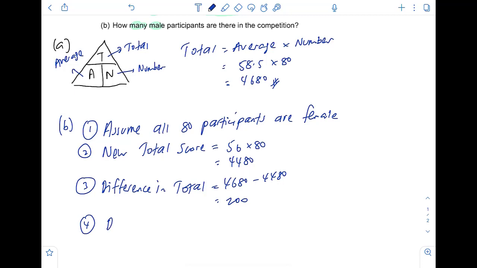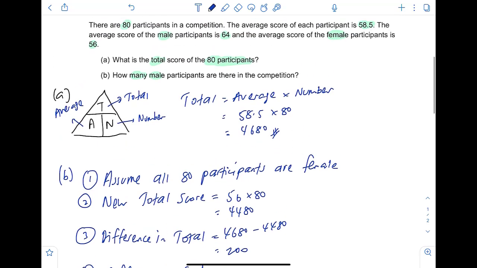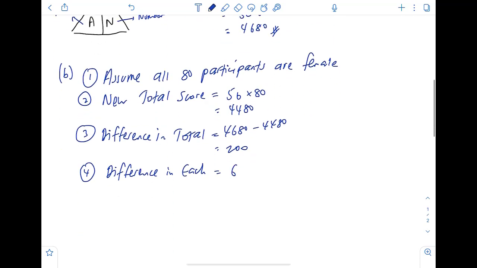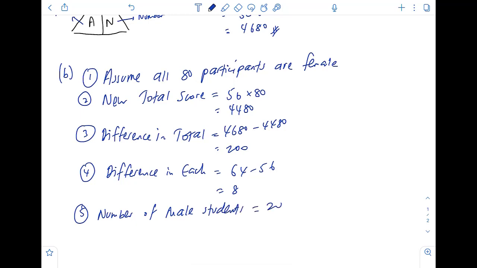Fourth step, find the difference between the female and the male averages. This will be the bigger number minus the smaller one, so 64 minus 56, which is 8. Last step, we will be able to find the actual number of male students, which will be 200 divided by 8, which is 25 male students.